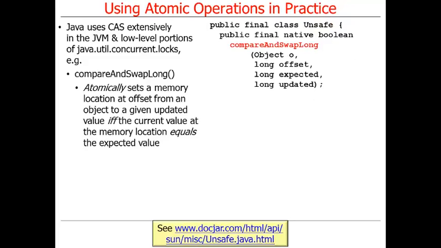Atomic long, yeah. Because an offset from an object. Good question. So when you have an object in Java, like class foo, inside of class foo you might have int a, long b, char c, etc.